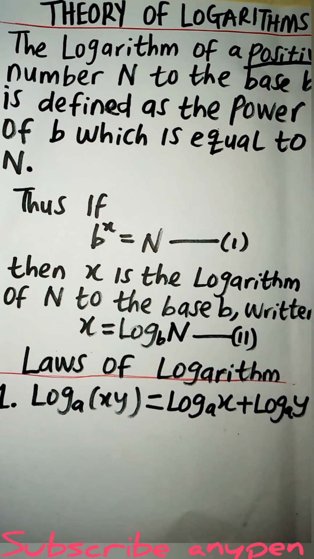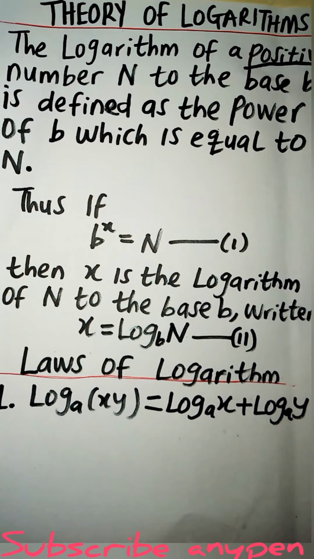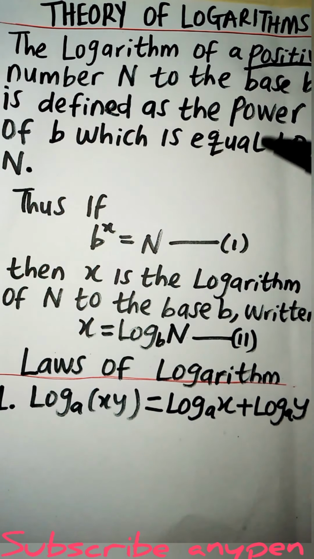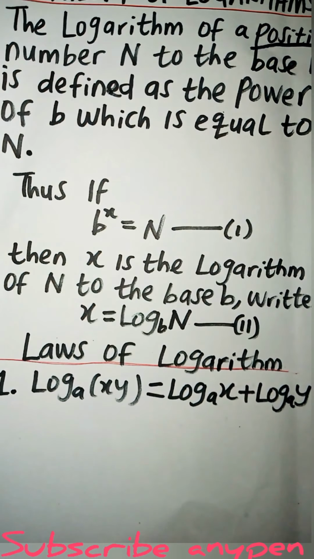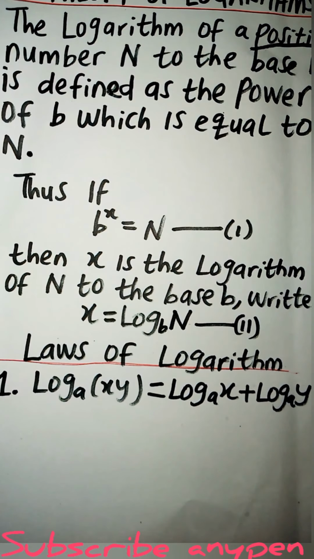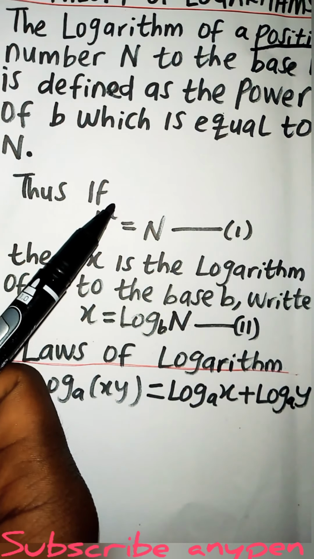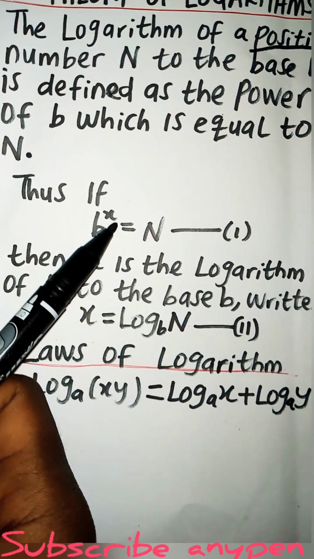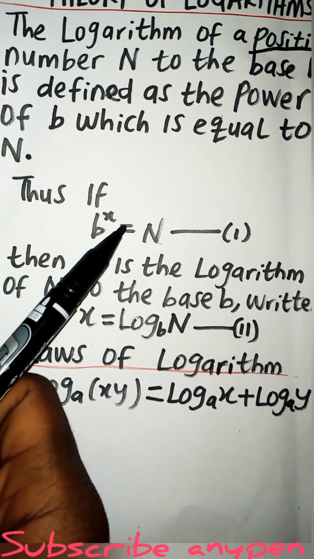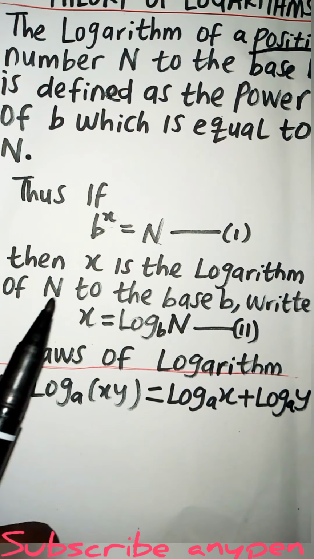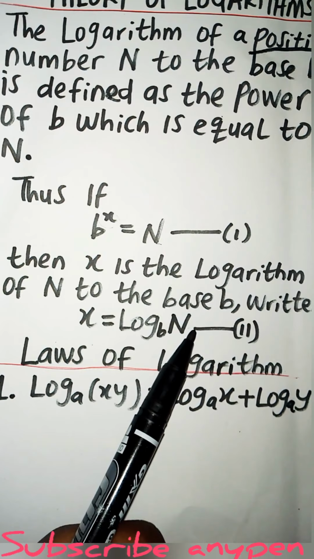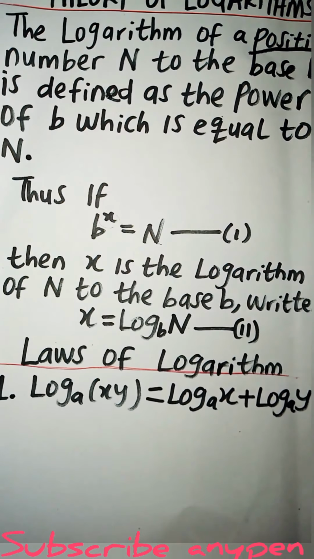So let's get started. I've written the definition of logarithm here. The logarithm of a positive number n to the base b is defined as the power of b which is equal to n. What does this mean? It means the logarithm of a number is the power to which the base b must be raised to obtain the number again. So this x is the answer we will get for the logarithm of n to the base b. That's the meaning.